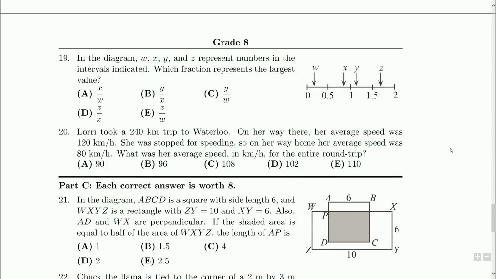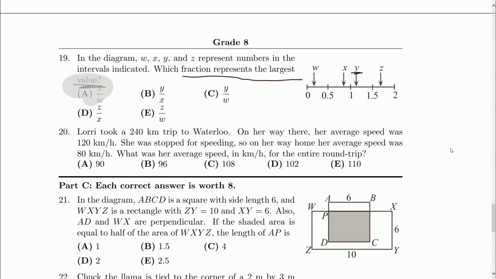In the diagram, W, X, Y, and Z represent numbers in the intervals indicated. So W is somewhere between 0 and 0.5. X, I'd guess, is probably something like 0.9. It's between 0.5 and 1. Y over here is between 1 and 1.5, and Z, I'd guess, is probably something like 1.7, just based off the number line we've got here. So we've got these numbers in the intervals. Which fraction represents the largest value?